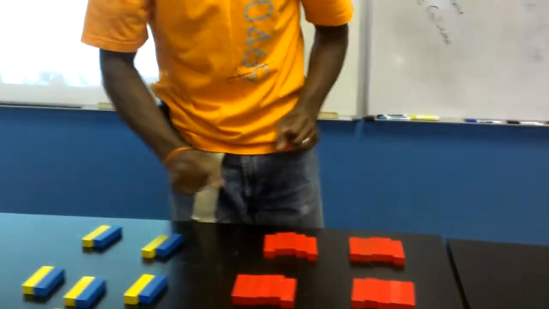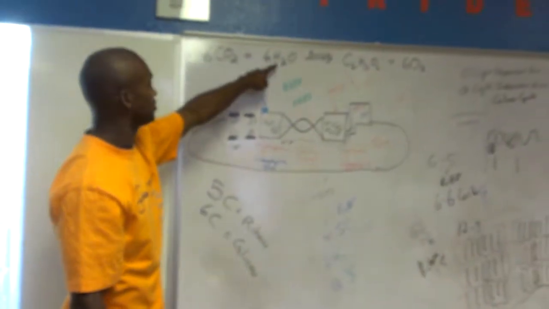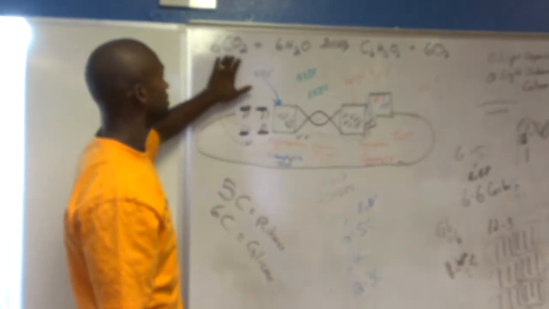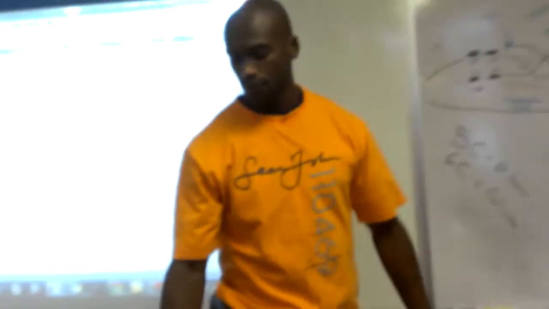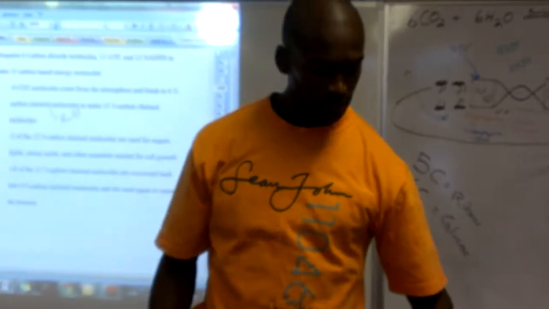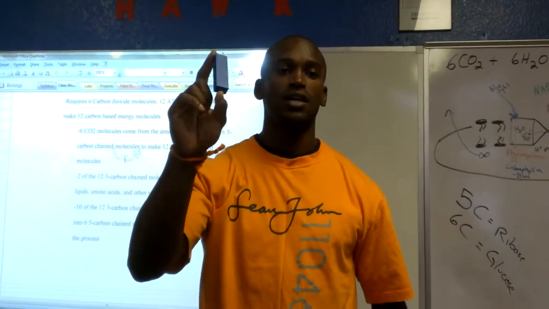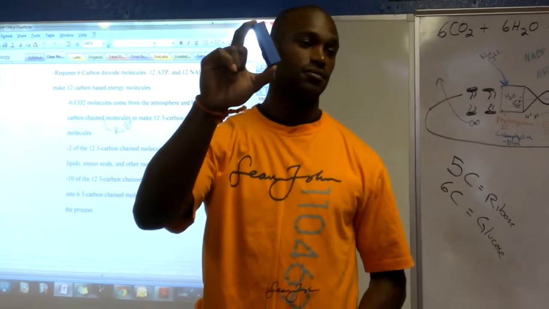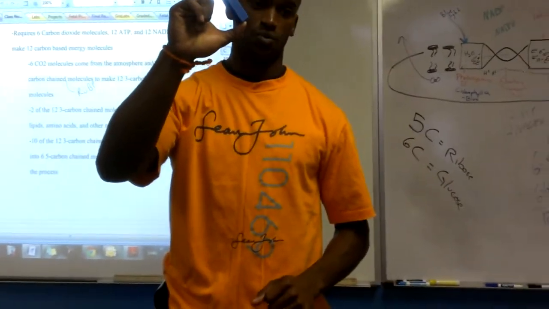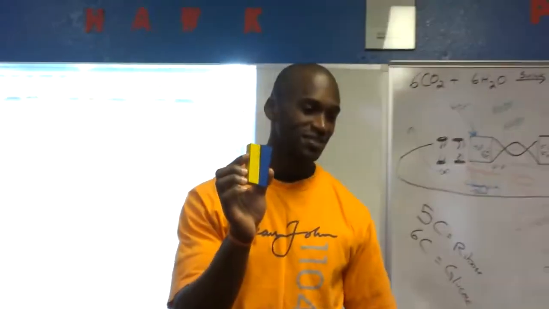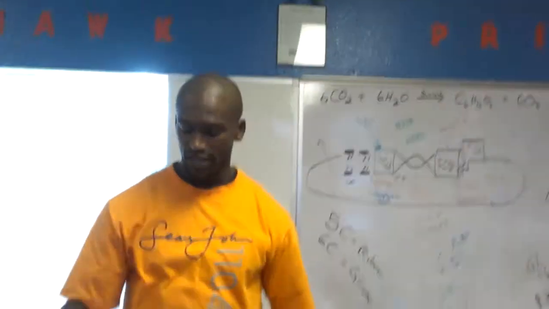Now, according to the equation, we already used the water in the light dependent reaction. Now we need to get to the carbon dioxide. So the yellow represents carbon and the red represents carbon. So that means that the blue represents breathable oxygen. How many oxygens does breathable oxygen have? 2. 2 breathable oxygens. So what is this right here, Joseph? Carbon dioxide, okay?